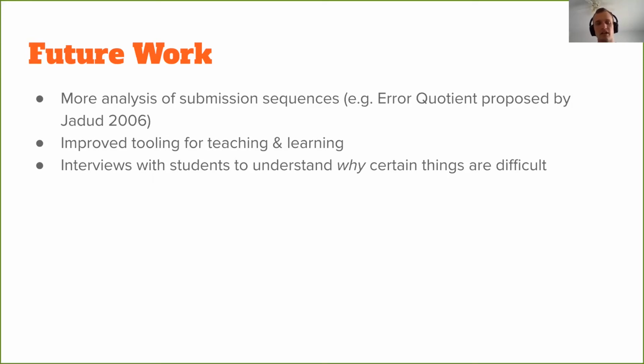For example, we could analyze the submissions as sequences. So back in 2006, Matthew Jadud proposed this error quotient, which tries to quantify how hard it is for students to overcome certain types of errors while programming in Java. But I think we could apply a similar idea to analyzing SQL submission sequences.